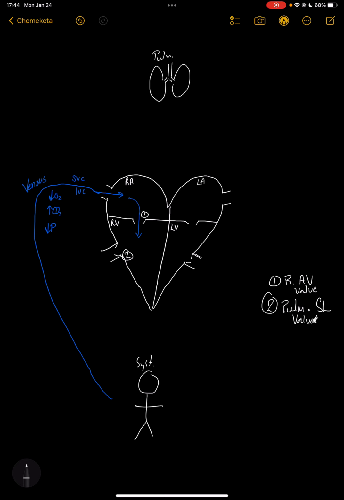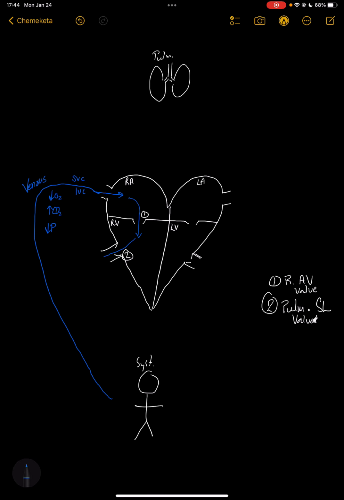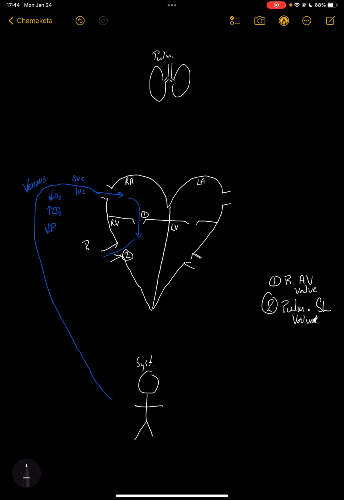Or valve. So that blood is going to get forced out of those, and it then goes into my pulmonary trunk.